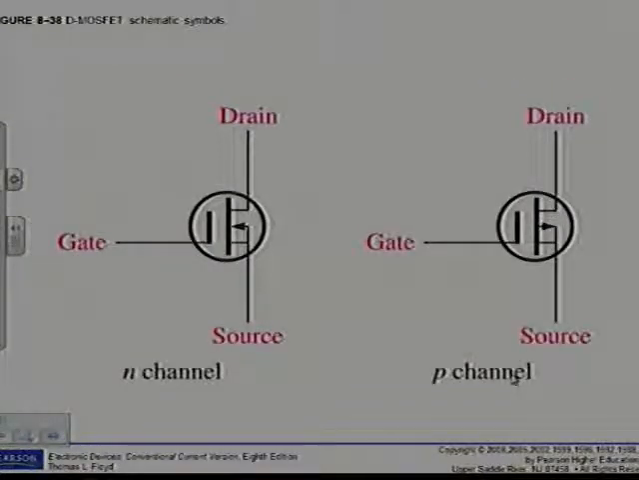Alright, here are the symbols for the D-MOSFET. If you look at the symbols for the D-MOSFET, you will notice in the case of the N-channel, the arrow shows inwards, and here we have a solid line. Not like the case of the E-MOSFET where it was broken, because in the E-MOSFET we must induce the channel. In the case of the D-MOSFET, there exists a channel between the drain and the source. In the case of the P-channel, you'll find the arrow shows outwards.